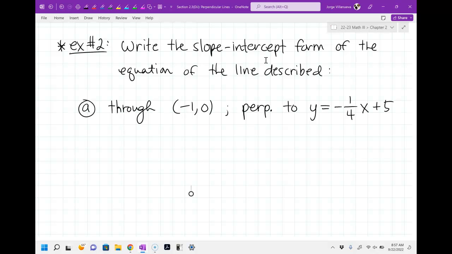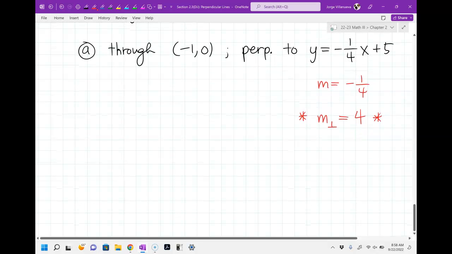All right, so anyway, we have this problem here. They want me to write the slope-intercept form, y equals mx plus b, right, of the equation described. Now, it says it has to be perpendicular, okay? What is the slope that is there right now? Negative 1/4. So what is the perpendicular slope? 4, okay? So that's what I'm going to do. I'm going to write my perpendicular slope. This is the one that I need, okay? Not the negative 1/4. If I use the negative 1/4, I'm finding the parallel line. I want a perpendicular line. So slope is 4, okay? That's the one I'm looking for.